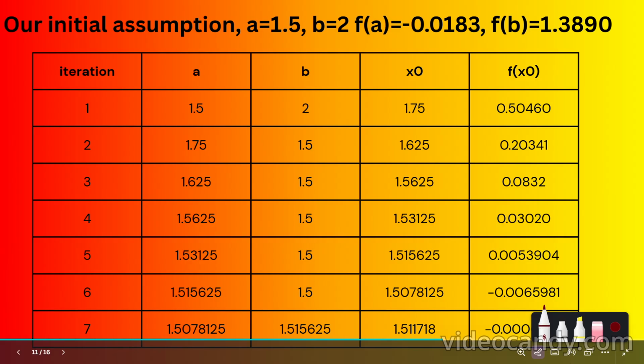Okay, our initial assumption A equal to 1.5, B equal to 2. So f(A) equal to negative 0.0183, f(B) equal to 1.3890. Okay, please take note certainly to get the final answers for each iteration.